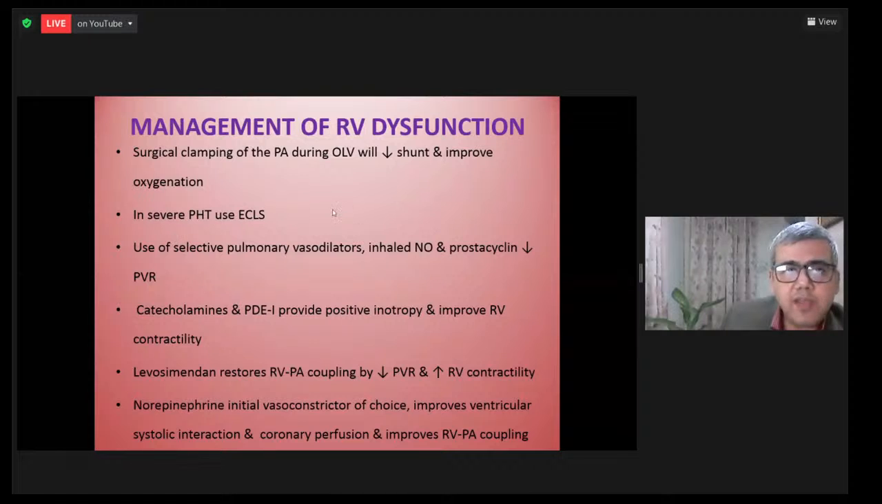If it does not suffice, use extracorporeal cardiac life support. You can use selective pulmonary vasodilators such as inhaled nitric oxide or prostacyclin to decrease PVR. Catecholamines and phosphodiesterase 3 inhibitors can be used to provide positive inotropy and improve RV contractility. And of late, levosimendan has also been used. The vasoconstrictor of choice is norepinephrine.